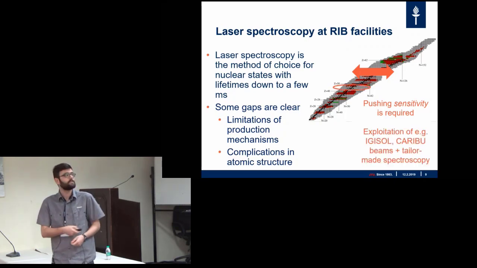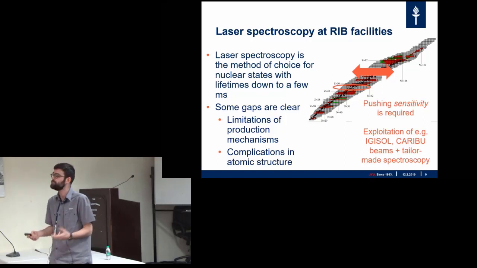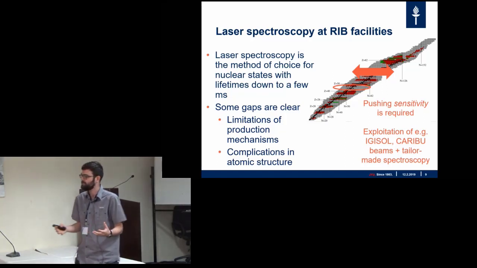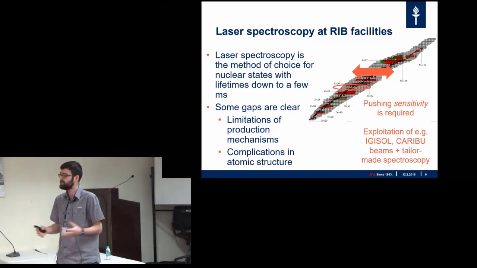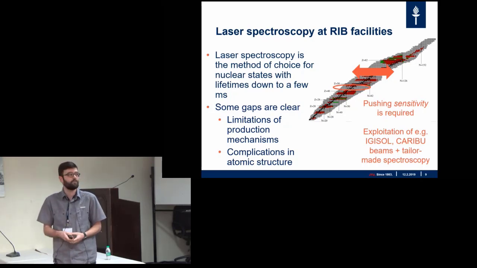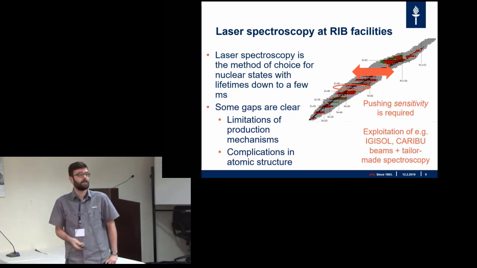And then the second thing is, well, what about these unexploited beams? I think we, as laser spectroscopists, need to be more creative in the facilities we use. So far, most of the work is done at ISOLDE, IGISOL, and TRIUMF, and facilities like this. But there are other facilities out there that so far have not been exploited as much as they perhaps should be.